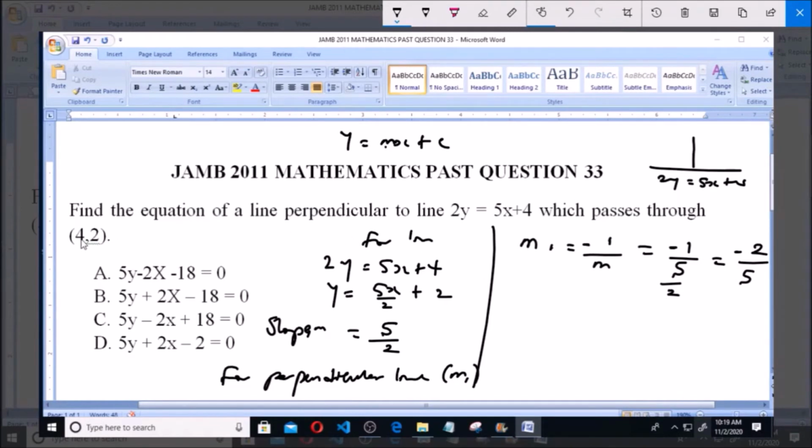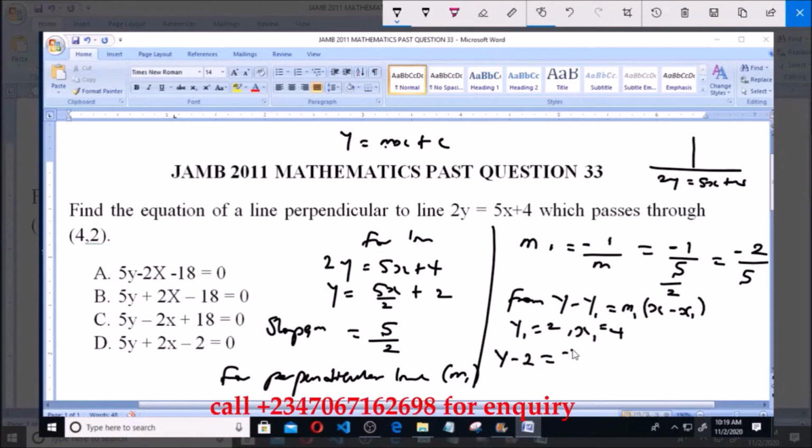Now the perpendicular line is passing through the point 4, 2. So since we've gotten the slope, we can now say that from y minus y1 is equal to m1 into x minus x1. Now the y1 is the 2. Y1 is equal to 2. That is the point which it passes through, and then the x1 is the 4. Is equal to 4. So we can now say that y minus 2 is equal to what?